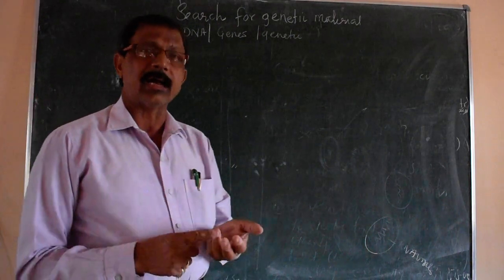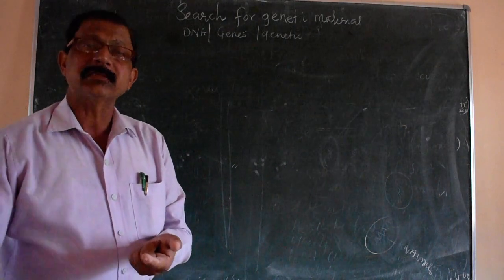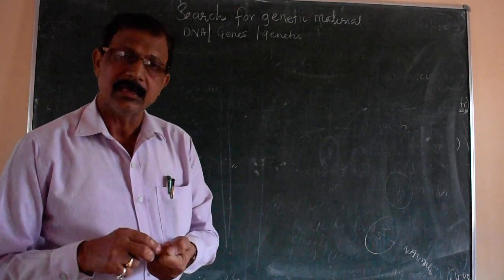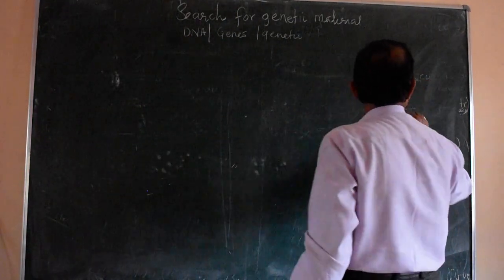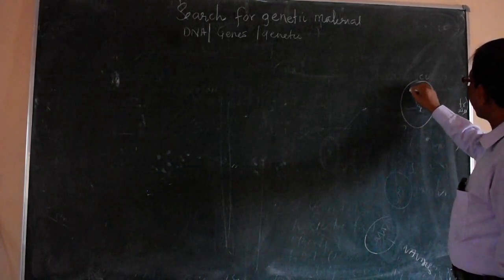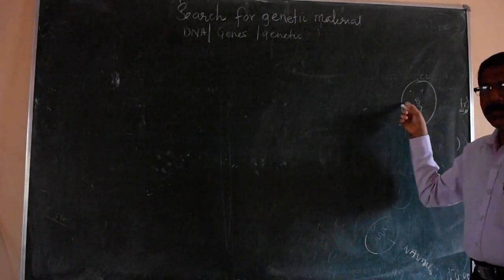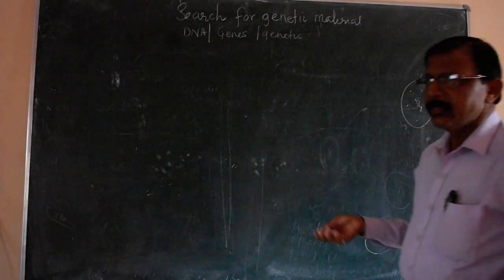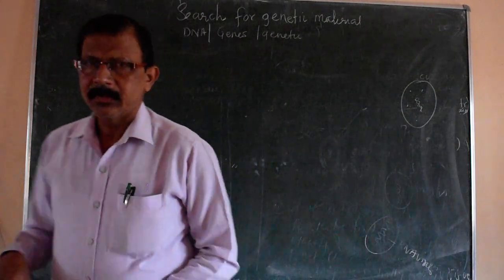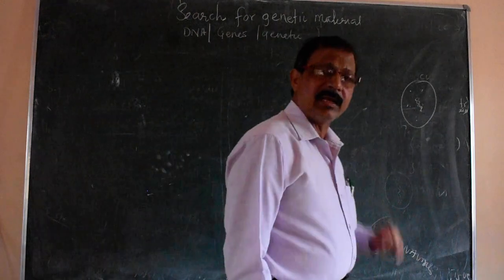Why not it may be the RNA? Why not it may be the protein? Why not it may be the carbohydrate? And some other components are present in the cell. One cell contains DNA or RNA or ribosome, some other material, etc. Any one of these materials may act as a transforming component, so why then do you have to say only the DNA?